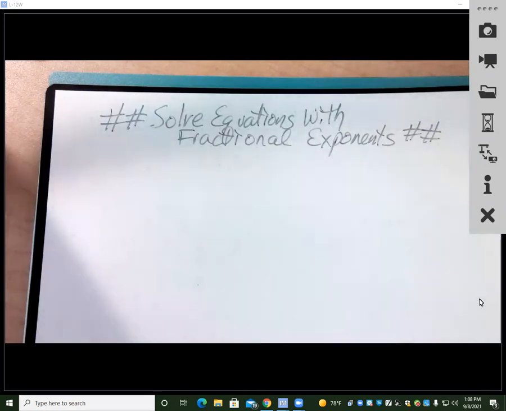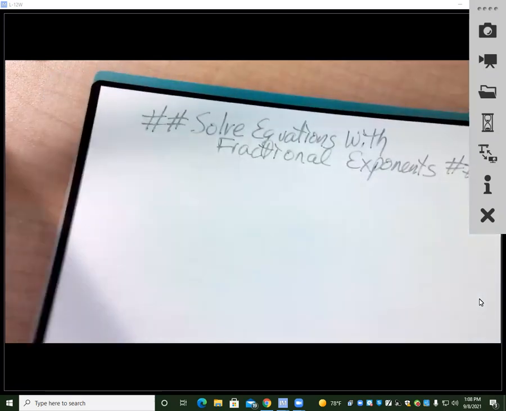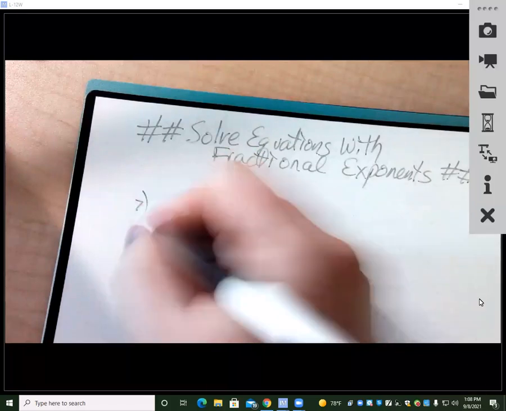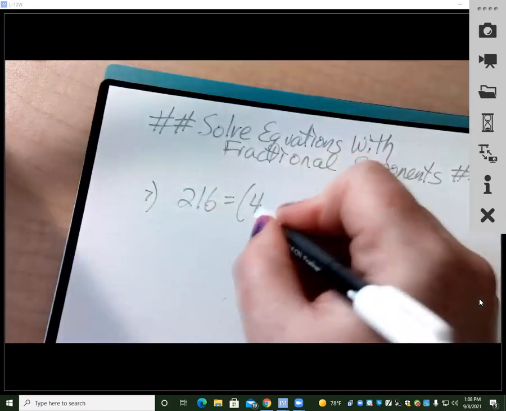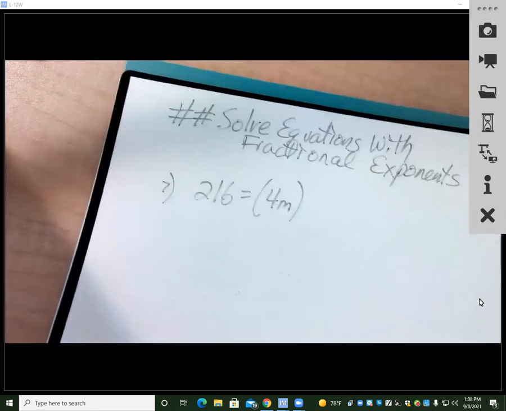All righty, so I'm going to do, I think it's number 7 on your sheet, and we'll sort of walk our way through this. 216 equals 4m raised to the 3/2 power.